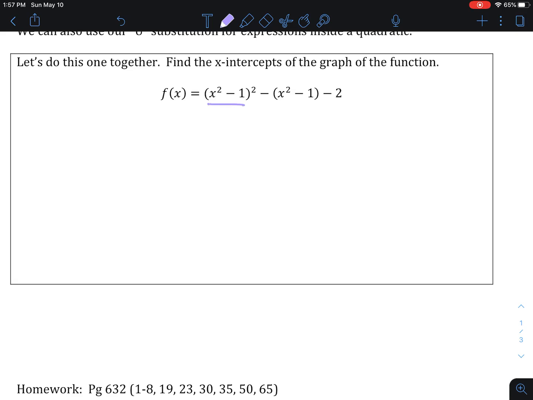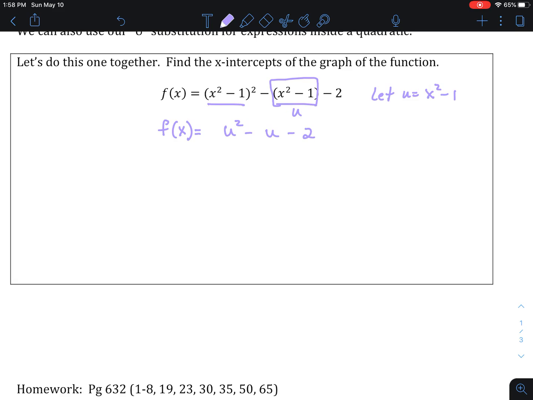Generally speaking, you can see how we have something squared minus something minus 2. That something is what we want to call u. I usually look in the middle of the expression or the equation to decide what u should be, okay? So I'm going to let u, in this case, equal x squared minus 1. And then this equation becomes the quadratic u squared minus u minus 2.